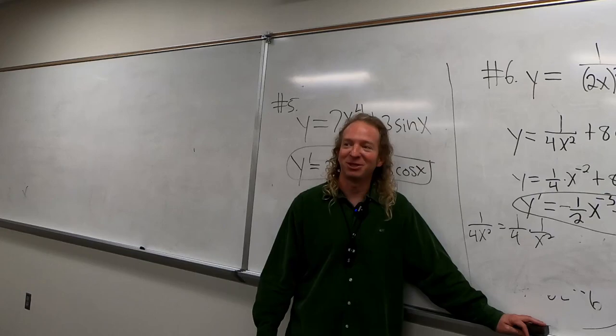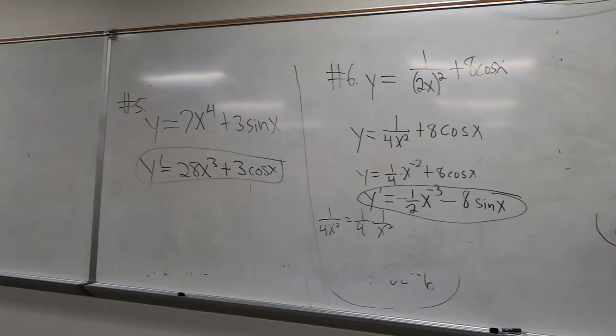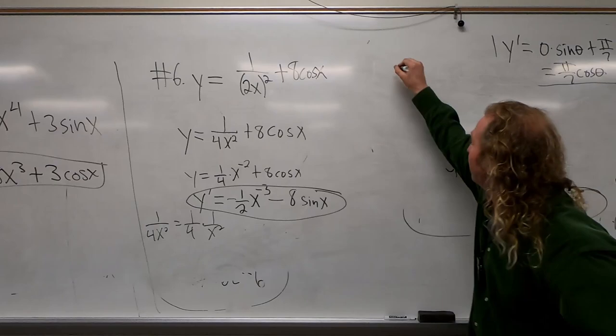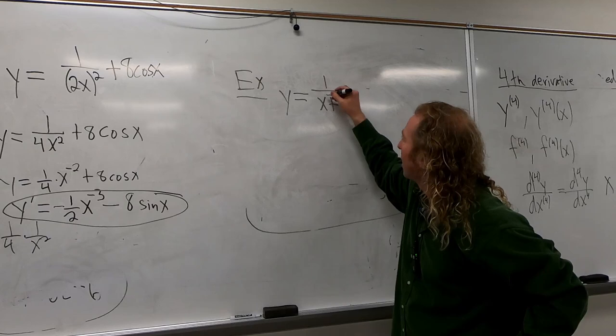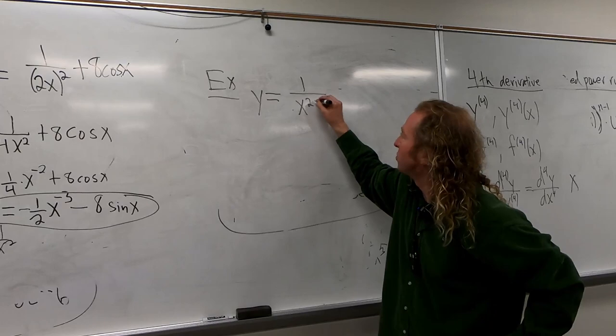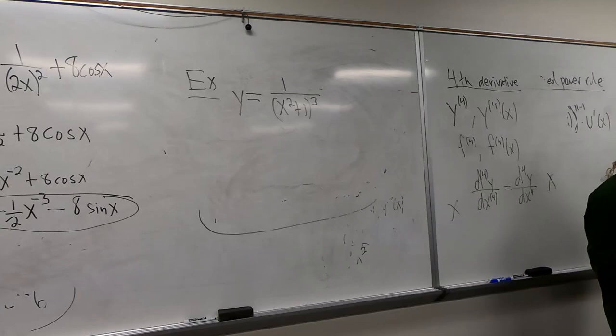Okay, that's that one. Let's do some examples talking about this trick here. So check this out. This is really important. Let's look at this example here. y equals 1 over x squared plus 1, cubed. Let's find the derivative of this. This is something that comes up.